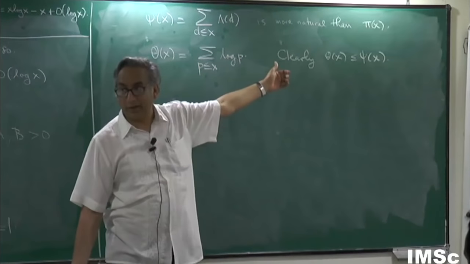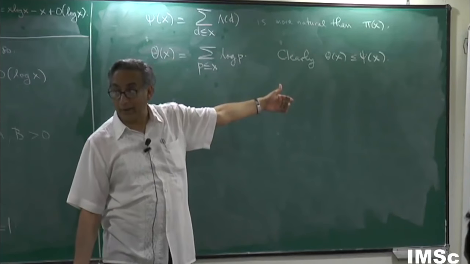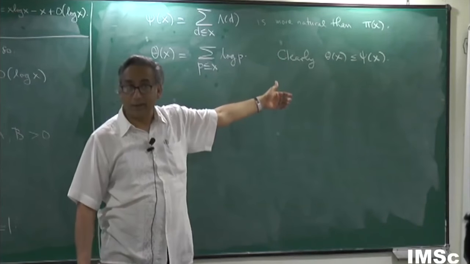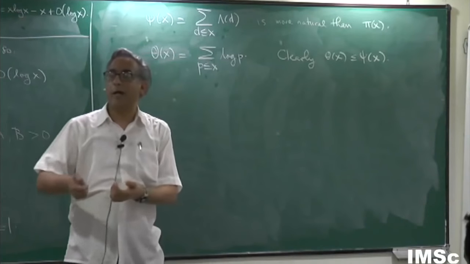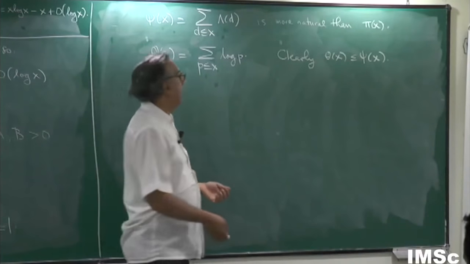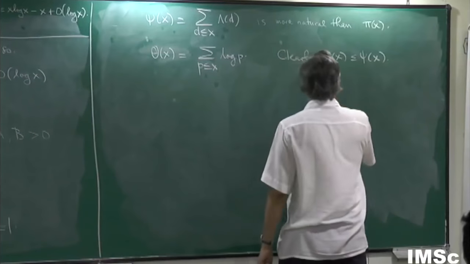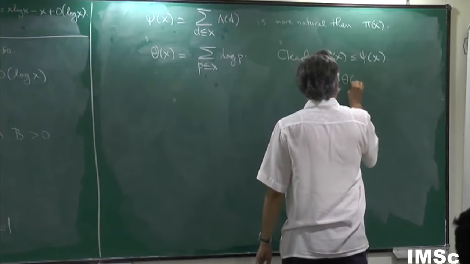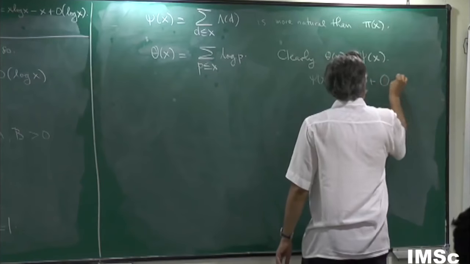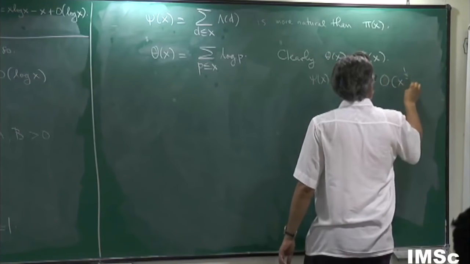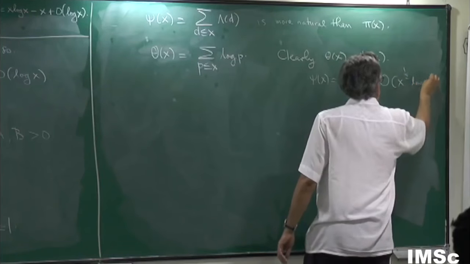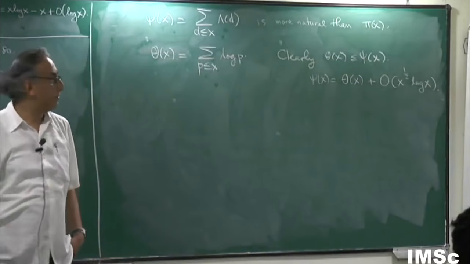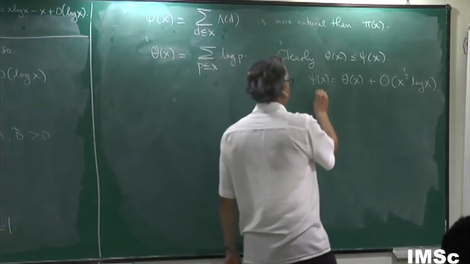How many cubes are there at most? x to the 1/3. And what is it going to contribute? Log x. So it's x to the 1/3 log x. So you just keep on counting how many powers there could possibly be. And it isn't very difficult to show that psi of x and theta of x are pretty close to each other, and they only differ by something like that. Okay, so it's a small exercise for you to do.